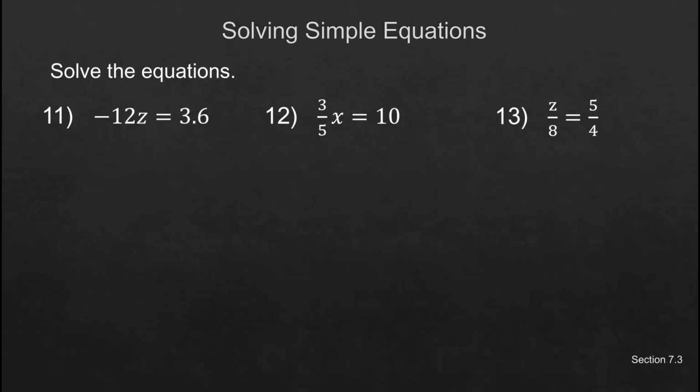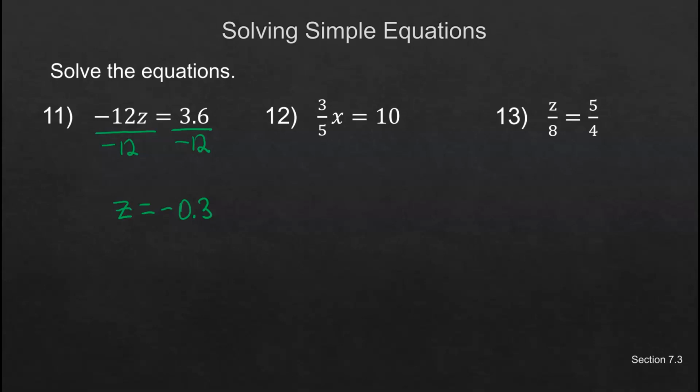Okay, on this next one, this is negative 12 times z. To undo multiplication, we divide. We're going to divide by negative 12. And z equals negative 0.3. A positive divided by a negative is negative, and so we end up with a negative answer here.